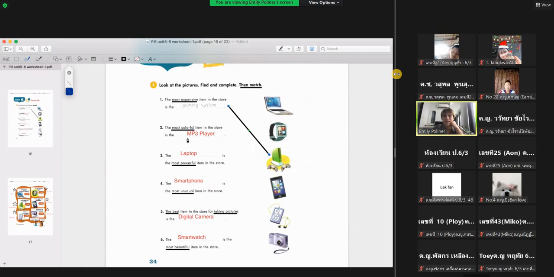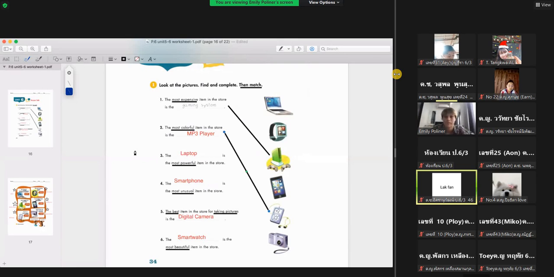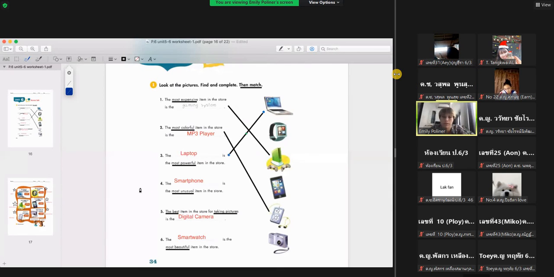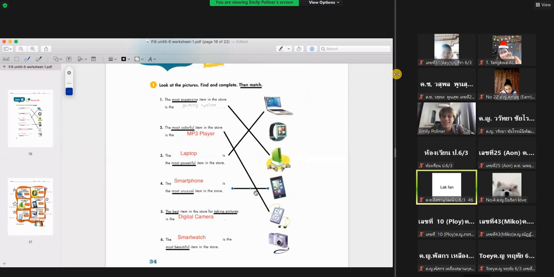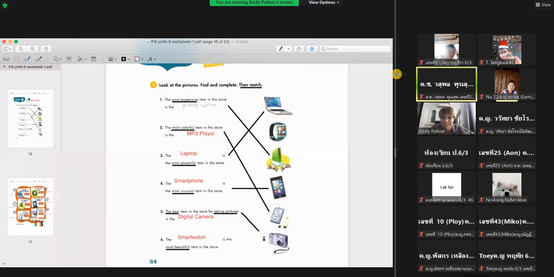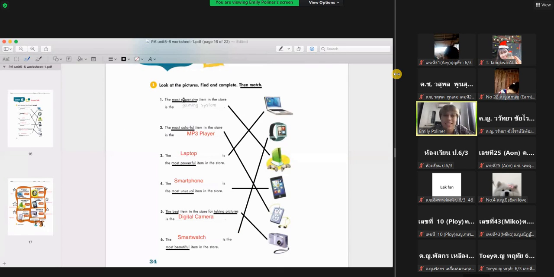Where is the MP3 player? 5. Very good. There it is. Where is the laptop? 1. Very good. Up on top. Where is the smartphone? 4. Very good. Where is the digital camera? 6. And where is the smartwatch? 2. Very good. Number 2.